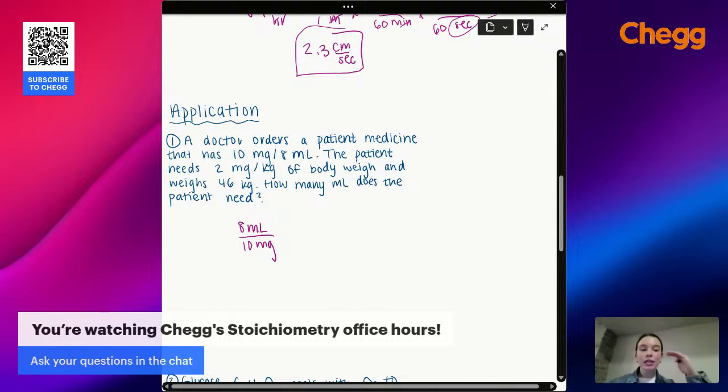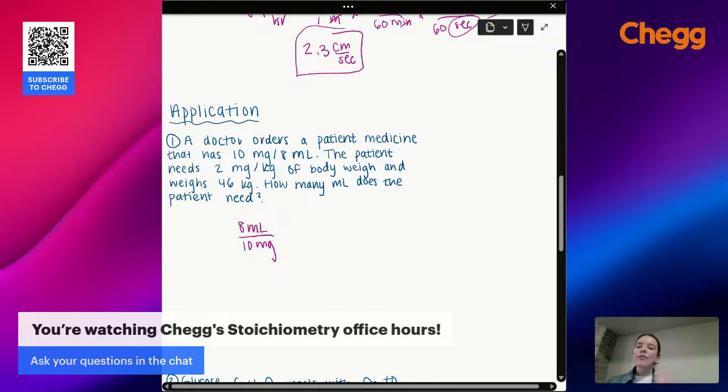The reason I put the milliliters on the top is because I'm going to end in milliliters. So basically my goal is I want to get rid of that milligrams. And how do I do that? So we can think of this logically or like a puzzle. I think more in a puzzle way, but I know some people think more logically.